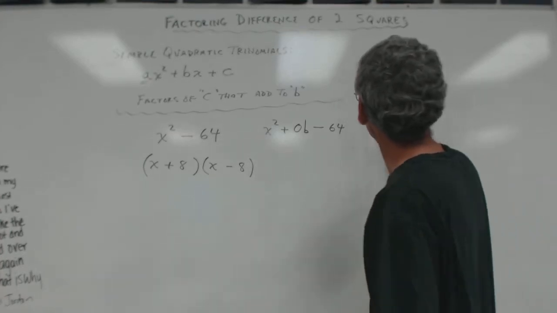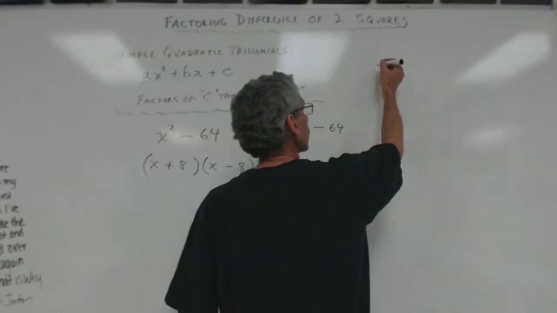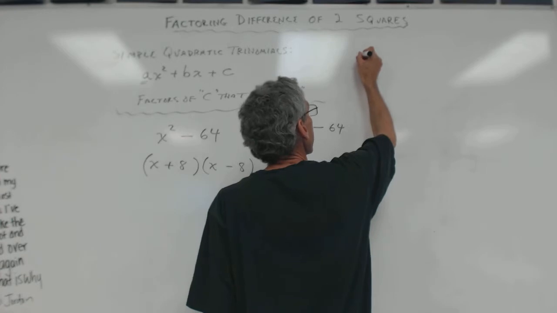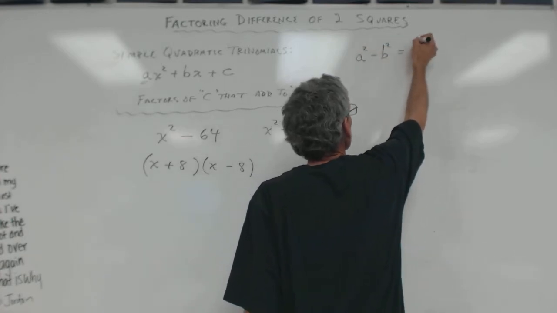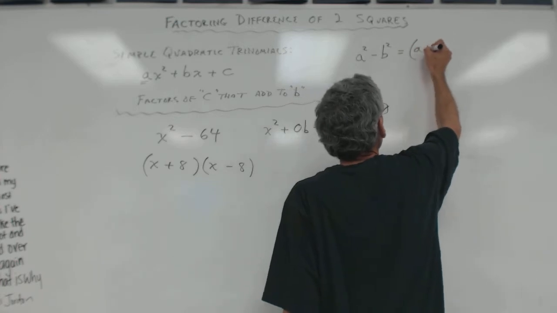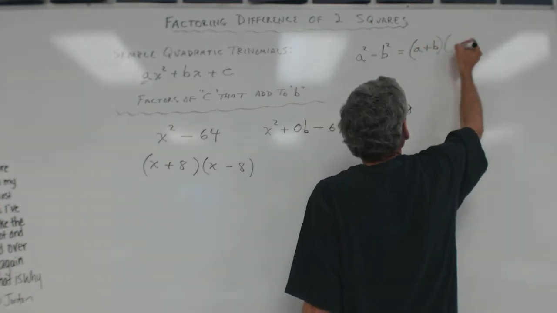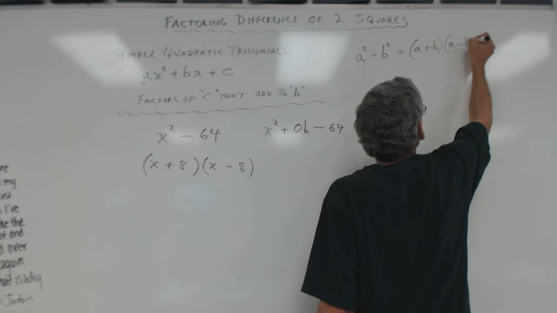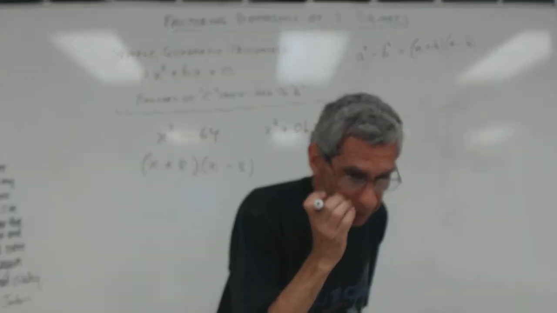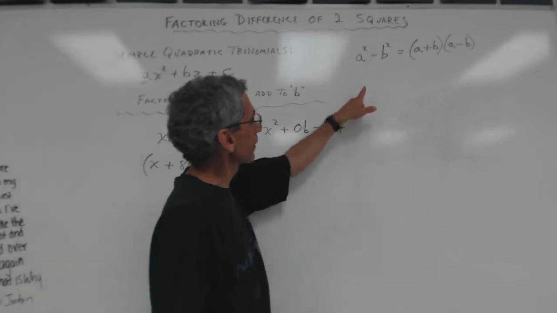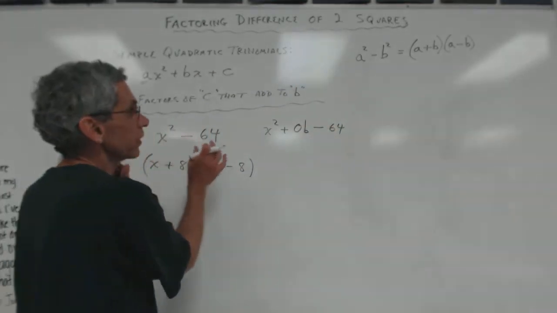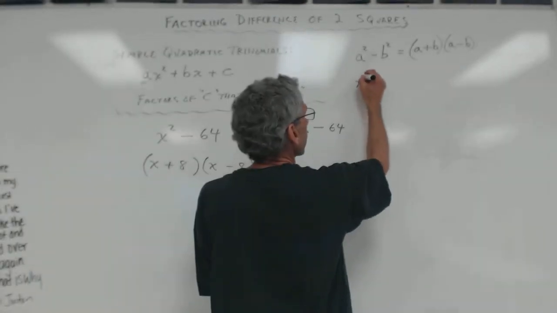But here's a rule to follow for difference of two squares. Usually you'll see it like this. A squared minus b squared is equal to parenthesis a plus b times parenthesis a minus b. Does that make sense?